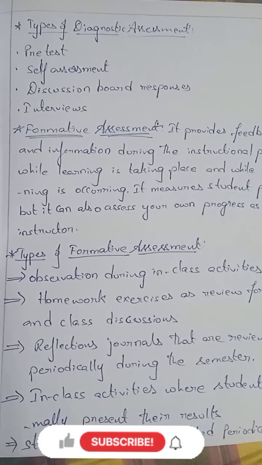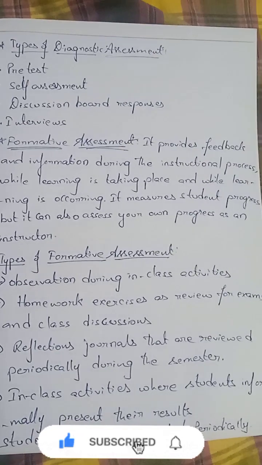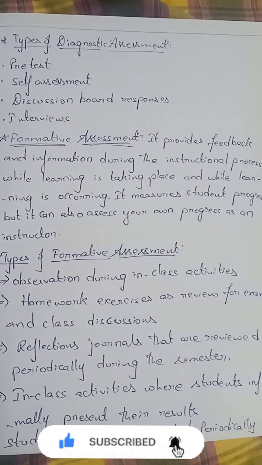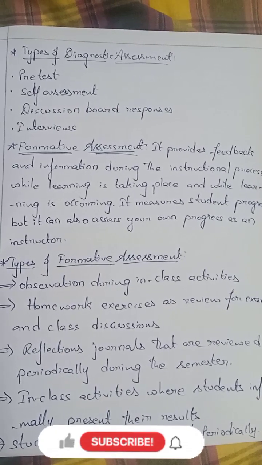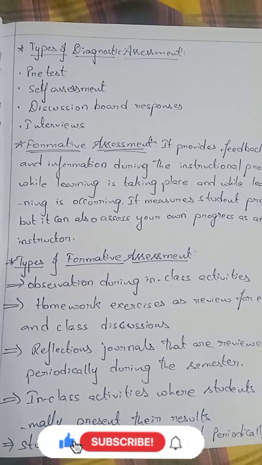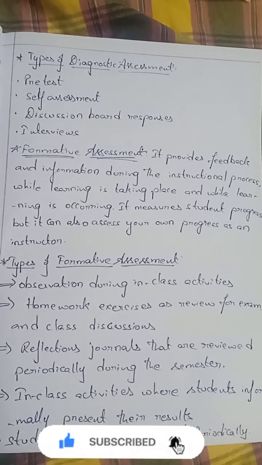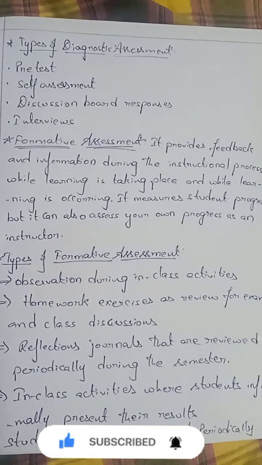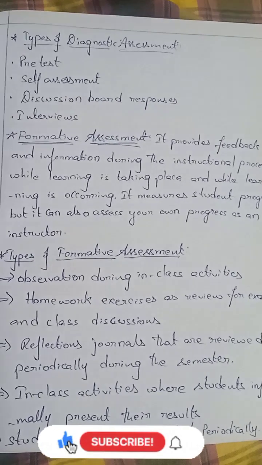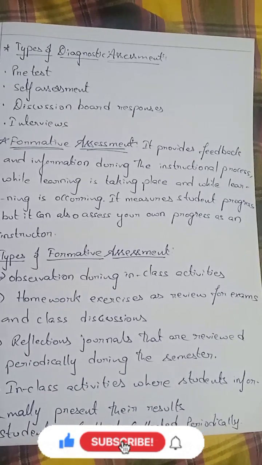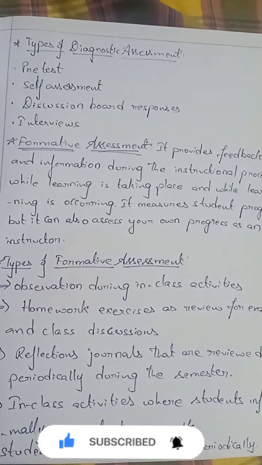Next, formative assessment. It provides feedback and information during the instructional process while learning is taking place. It measures students' progress, but it can also assess your own progress as an instructor. There are different types of formative assessment: observation during in-class activities, homework exercises as review for exams and class discussions, reflective journals that are reviewed periodically during the semester, in-class activities where students informally present the results, and students' feedback collected periodically.